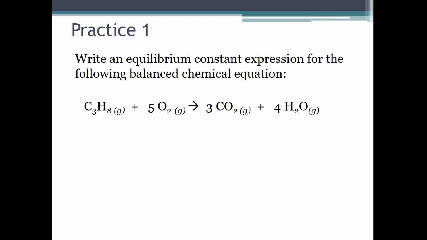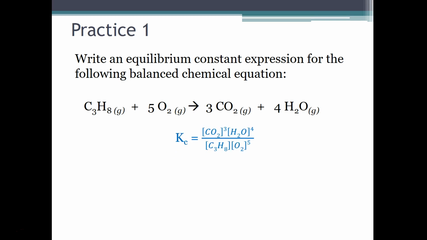So take a moment and pause the video and practice this. I ask you to write an equilibrium constant expression for the following balanced chemical equation, which is the combustion of propane. So go ahead and do that, and I'll be back in a second.